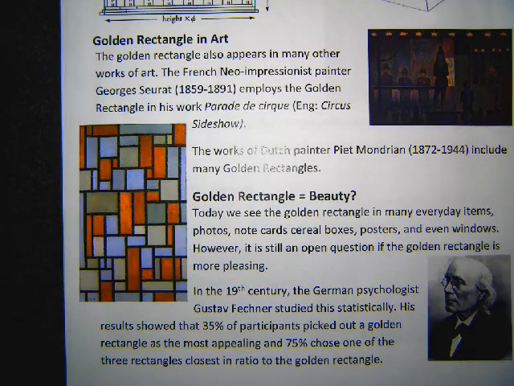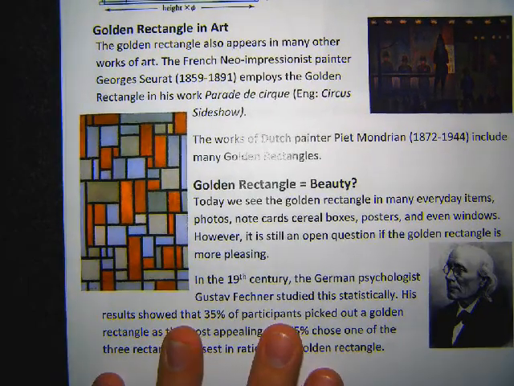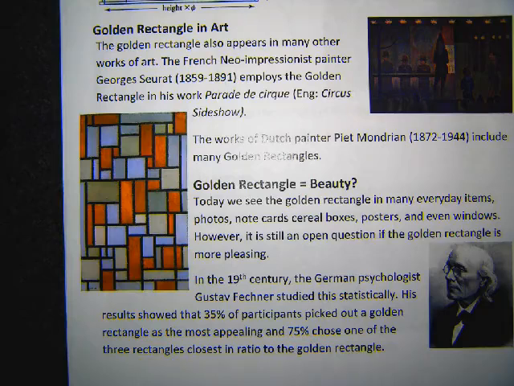We're not really sure if the golden rectangle is the most pleasing shape, the best and the most perfect visually. In the 19th century, so in the 1800s, so this has been a question for a long time. People have been looking at this for a long time. German psychologist Gustav Fechner studied this statistically. He did a study and had people pick out which rectangle they thought was the most pleasing, the most beautiful. 35% of participants picked out the golden rectangle, which isn't that much, right? 35% is a good amount, but it's not even half the participants. Less than half actually picked out the golden rectangle.